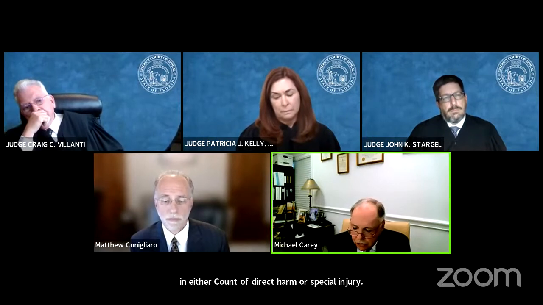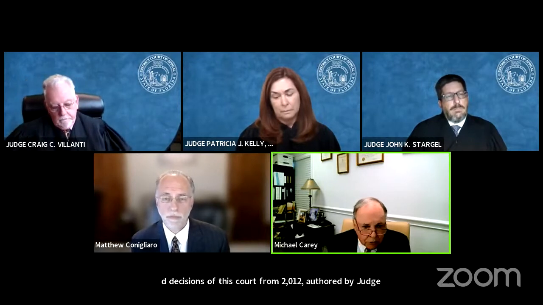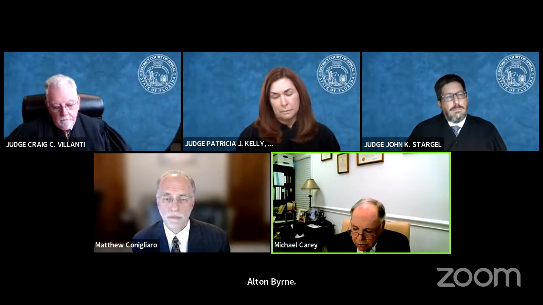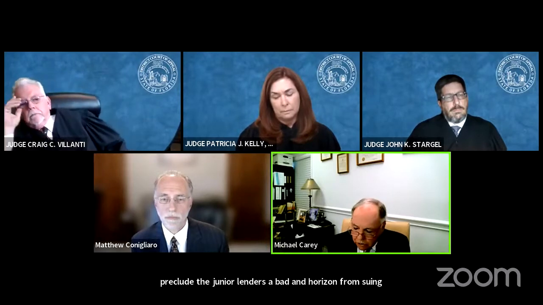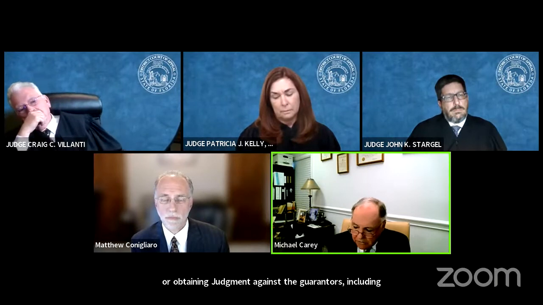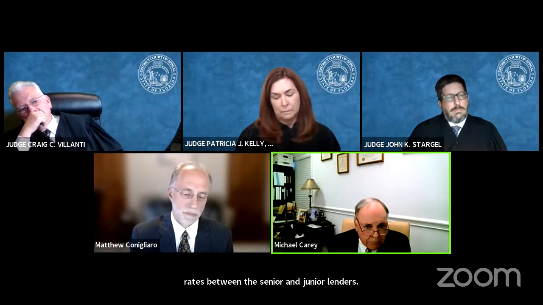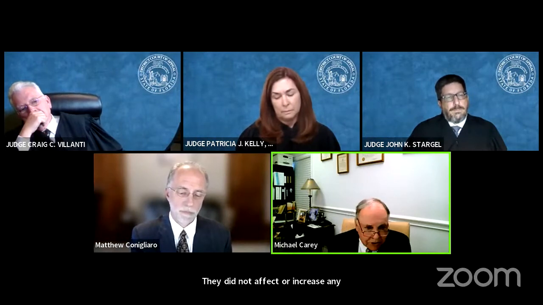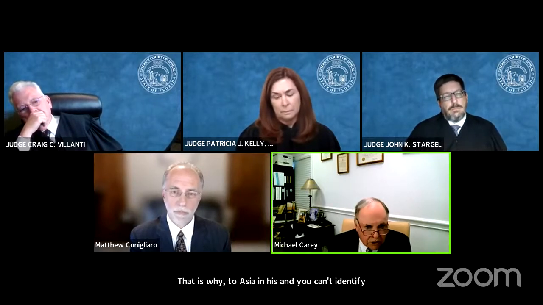There are two reported decisions of this court from 2012, authored by Judge Altenburn, dealing with these exact same subordination settlement agreements. Those cases held that the subordination standstill agreements did not preclude the junior lenders, Abed and Horizon, from suing or obtaining judgment against the guarantors, including Mr. Tenasia. They only affected the priority of collection rights between the senior and junior lenders. They did not affect or increase any liability of Tenasia. And that is why Tenasia, in his pleadings, can't identify any special injury or direct harm to himself, because there is none.